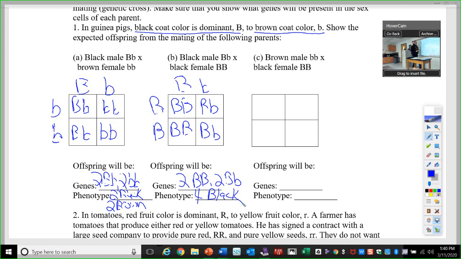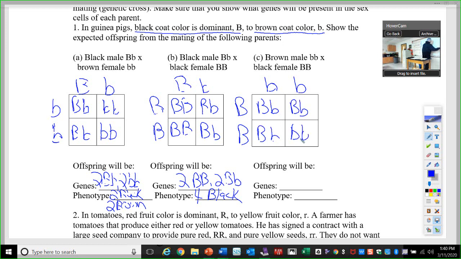Okay? All right, last one. Little b, little b. Big B, big B. Again, as you do these, you're going to start to recognize patterns. Okay, filling these out. Big B, little b, big B, little b, big B, little b, big B, little b. Genotypic ratio is? 4 big B, little b. Excellent. Phenotypic ratio is? 4 black. Excellent.